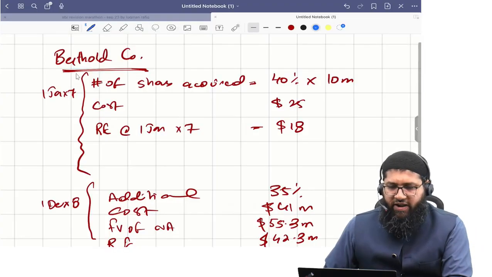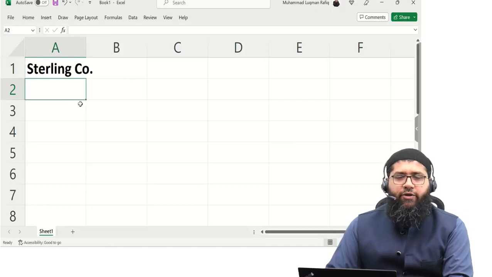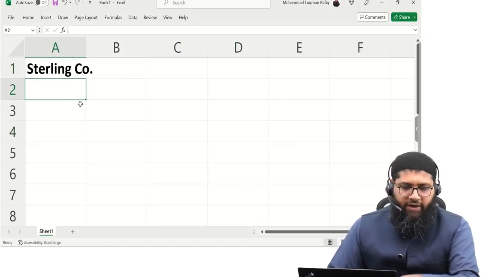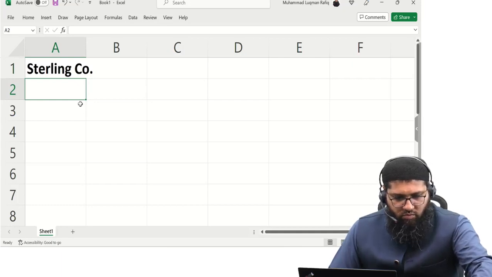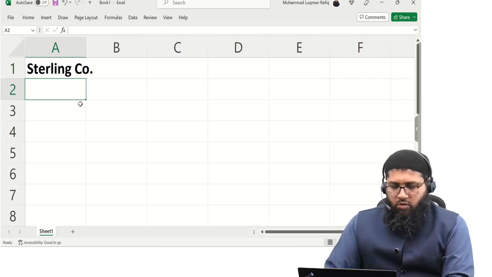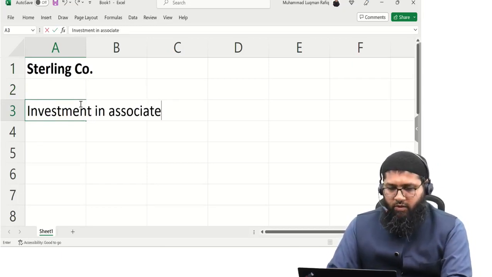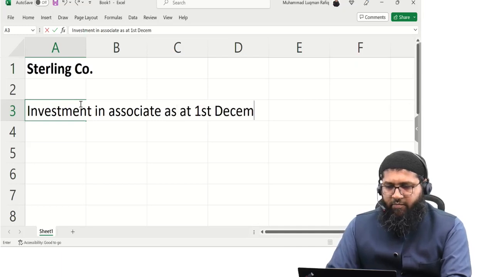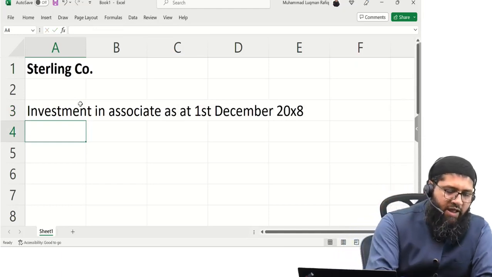Okay, so for the Sterling company, the first thing that you need to do is calculate the investment in associate as at 1st December 20X8, because as at 1st December X8 you would have to do some consolidation.